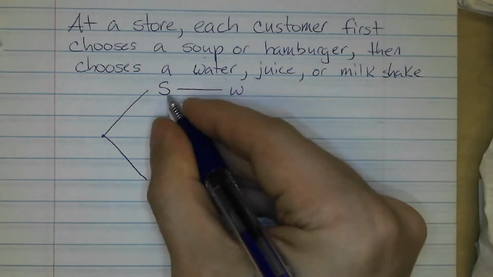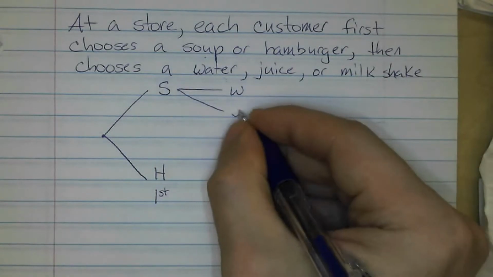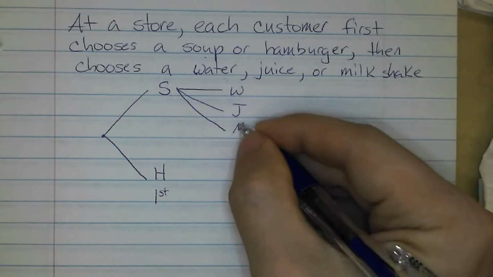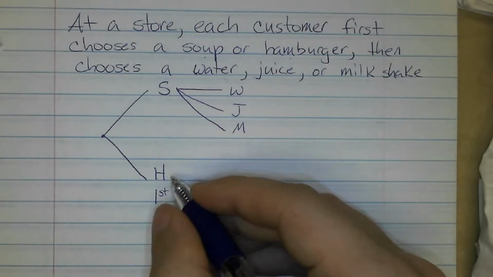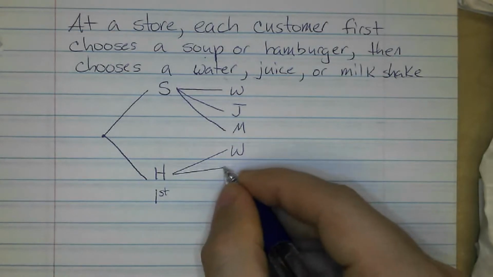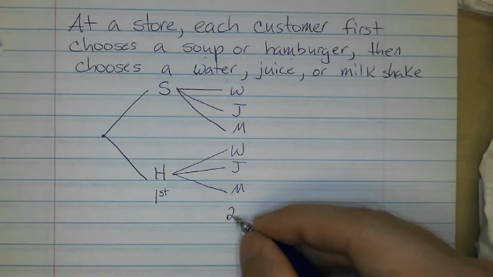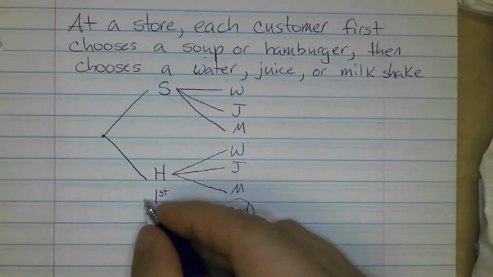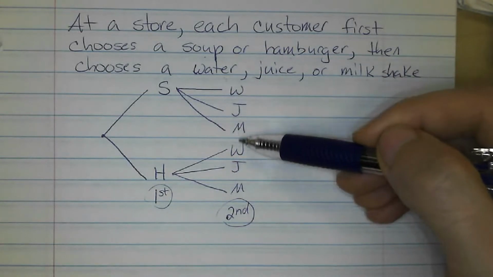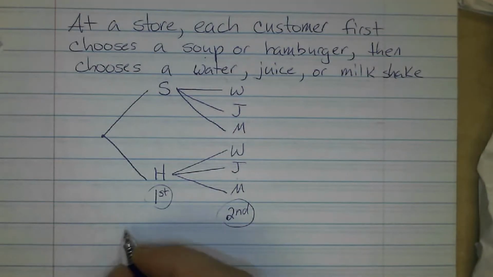So, if they get soup, they can choose water. They could choose juice. They could choose a milkshake. Notice these are all lined up. If they chose the hamburger instead, they could then choose water, they could choose juice, or they could choose a milkshake. This is my second round of options. First round, lined up, two choices. Second round, I have three choices. So, this whole thing right here is my tree diagram.